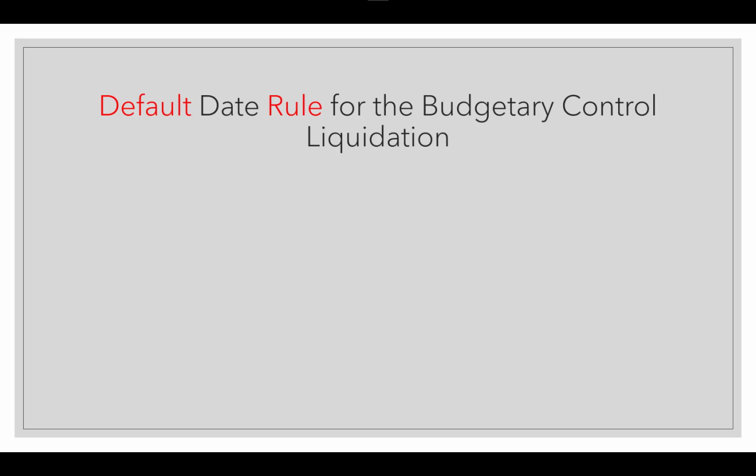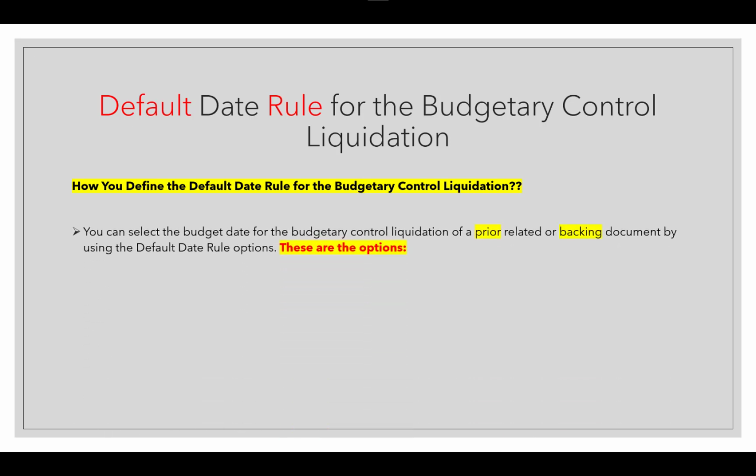Regarding the default date rule for the budgetary control liquidations, because when making the PR and the PO there are budget dates, what are the options for the date rules for the budgetary control? How do you define the default date rule for the budgetary control liquidation? You can select the budget date for the budgetary control liquidation for a period related or parking document by using the default date rule options. There are three options.